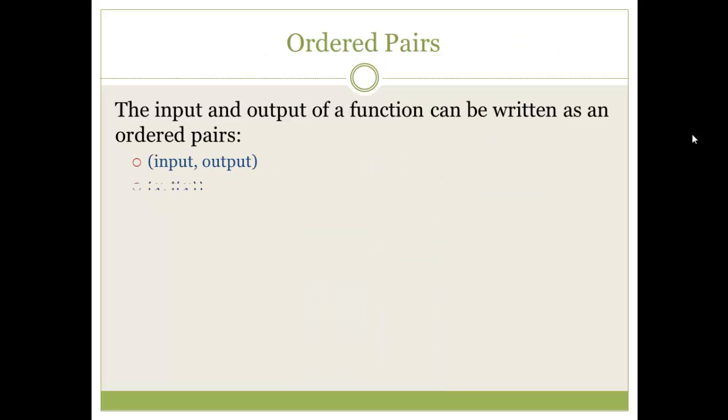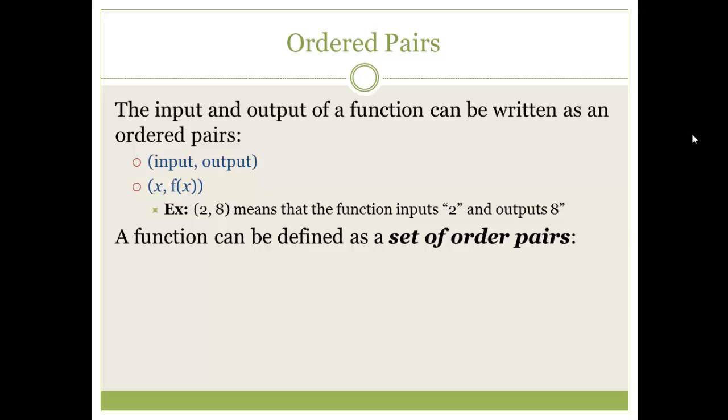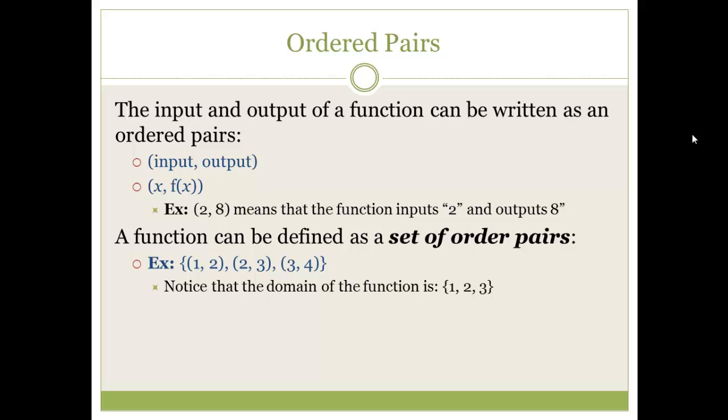The input and output of a function can be written as an ordered pair as input comma output, or x comma f of x. For example, 2 comma 8 means that the function inputs 2 and outputs 8. This tells us that the function can be defined as a set of ordered pairs. Here, we have a set of ordered pairs, 1 comma 2, 2 comma 3, and 3 comma 4. The domain of the function is all the input values, 1, 2, and 3. The range is all of the output values, 2, 3, and 4.